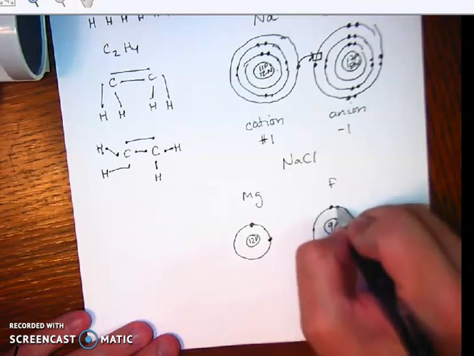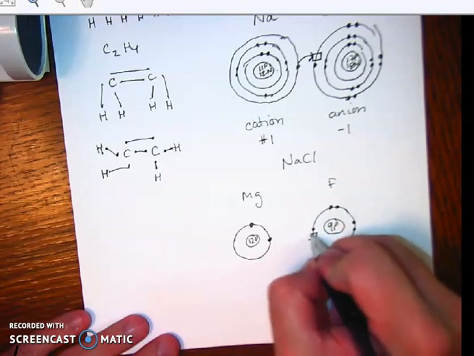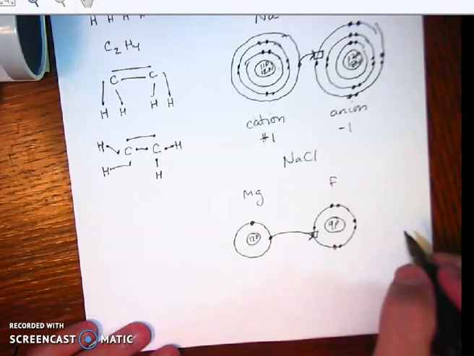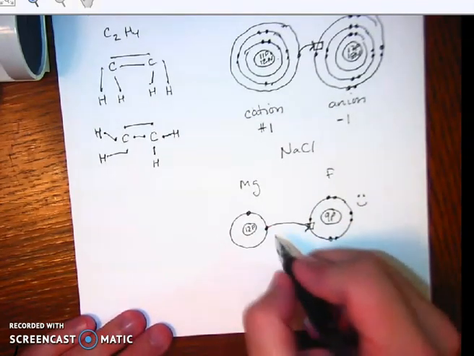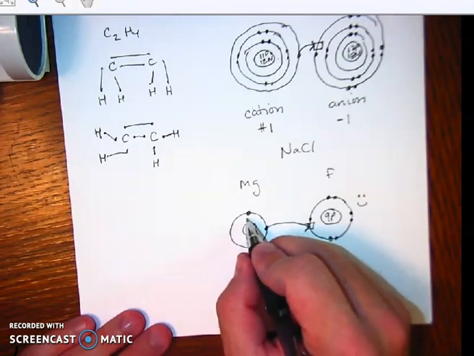So 1, 2, it's very similar to chlorine. They're in the same family. So this one is waiting for that to fill, so I can transfer. But that makes fluorine completely satisfied, but magnesium is not. It still has electrons in its outer energy level.